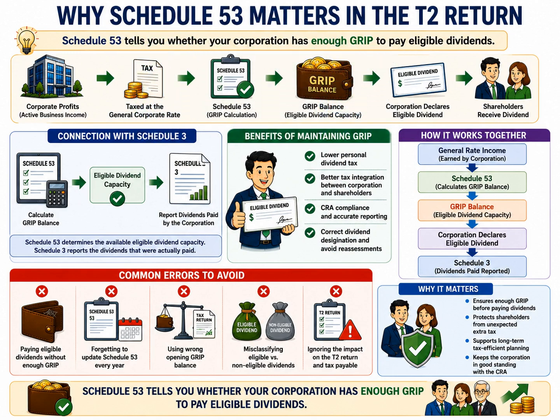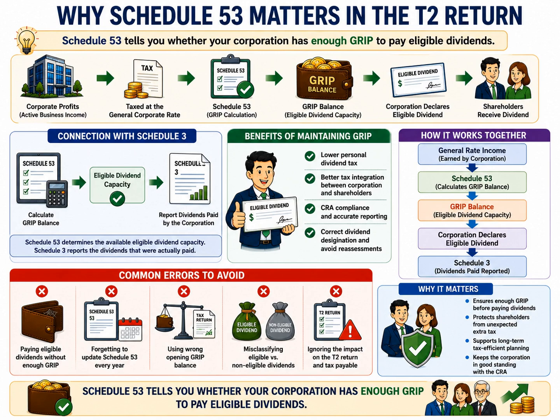When those eligible dividends are declared and paid to shareholders, they are reported on Schedule 3. This shows how Schedule 53 and Schedule 3 work together. Schedule 53 determines the corporation's eligible dividend capacity, while Schedule 3 reports the actual dividends that were paid during the year. One schedule calculates the corporation's ability to pay eligible dividends, and the other records that the dividends were actually paid.